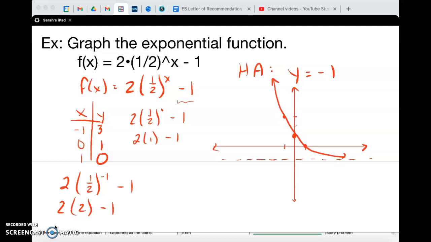So this was decay because my base was 1/2, so it was less than 1. So that should be decaying. The 2 basically vertically stretches your points a little further away. So that's graphing.